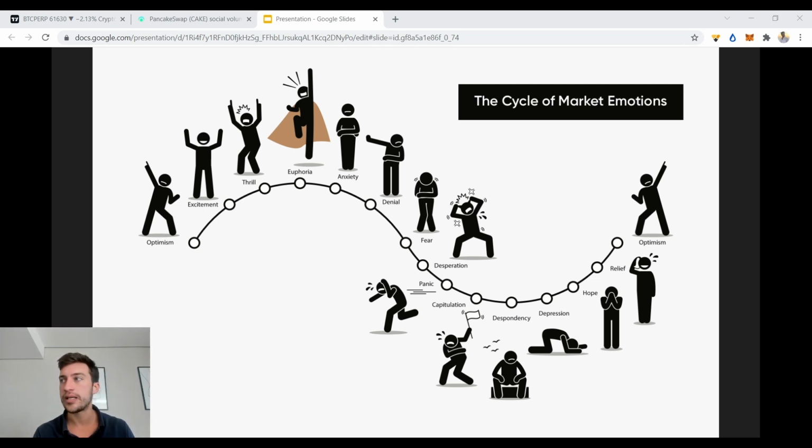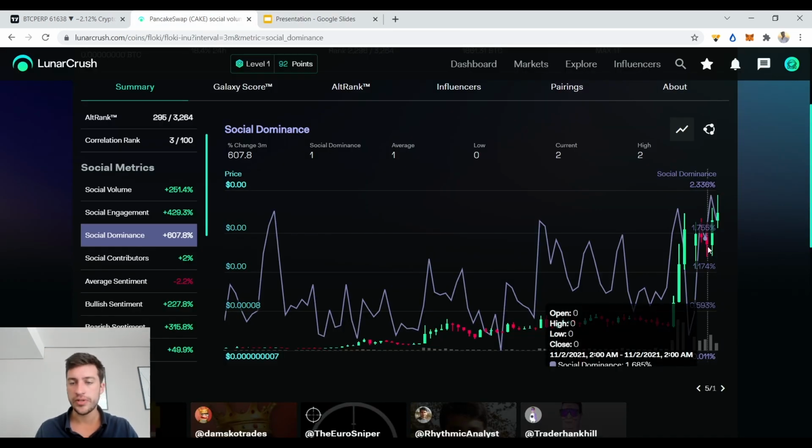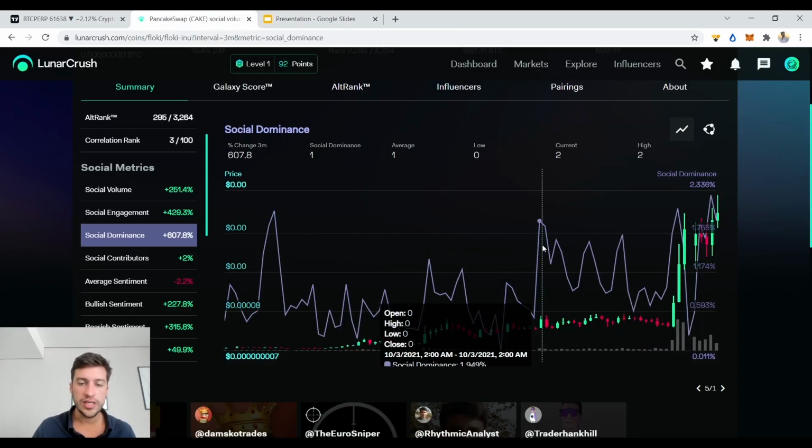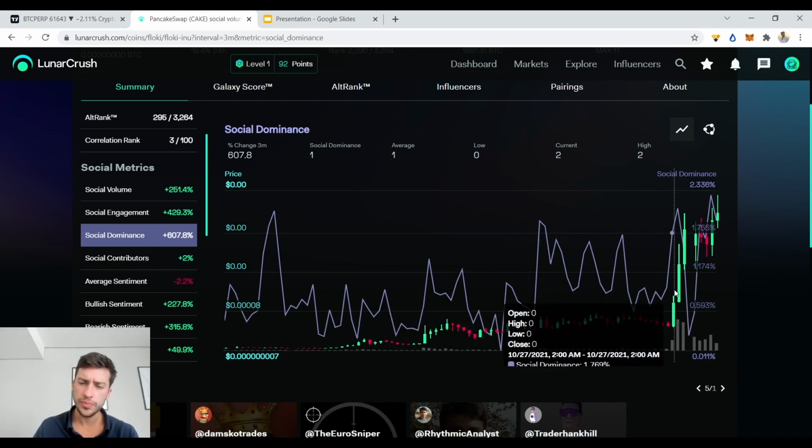Because that's a sign that the Robinhood or the Coinbase or Binance people, retail traders, are just going to come in and start buying it all up in a frenzy. And you can try to position yourself before that. So let's talk about this a little bit more. We see at this point, October 3rd, a lot of people were talking about it, and it was pretty consistent.